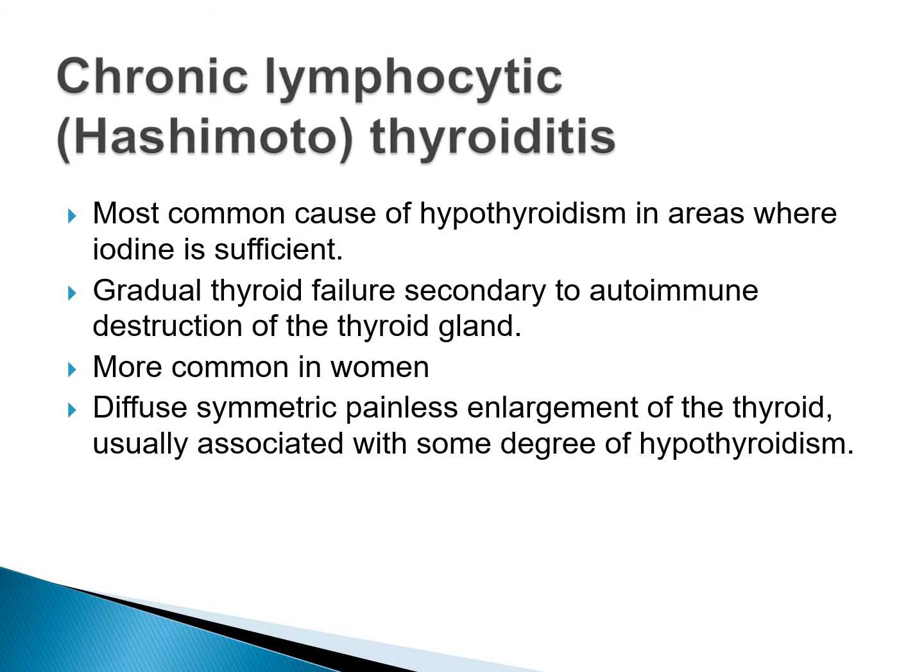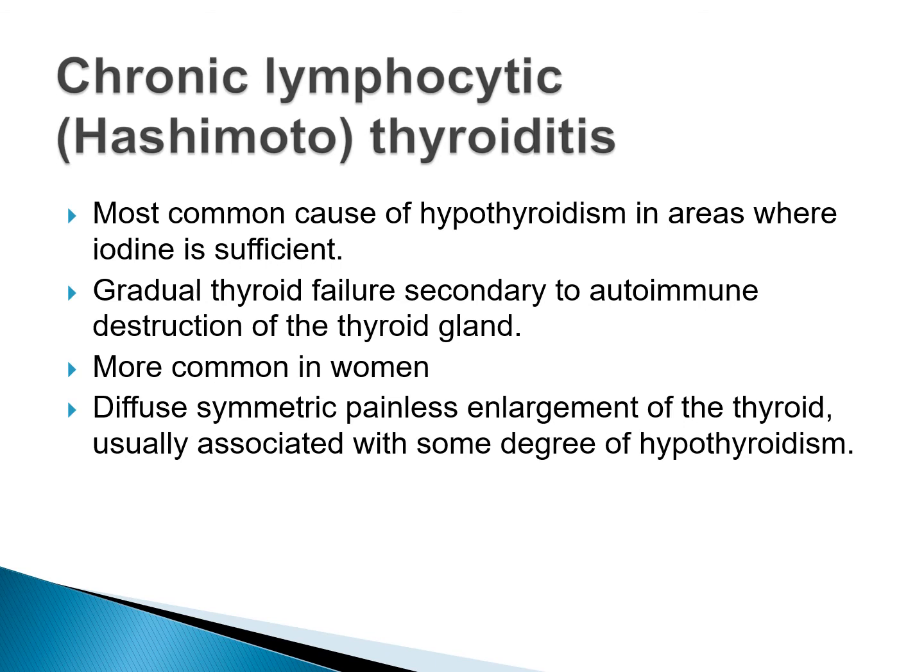As I said, one of the causes of hypothyroidism in the developed countries where iodine levels are sufficient and there is no iodine deficiency is chronic lymphocytic thyroiditis, which we call Hashimoto thyroiditis or مرض Hashimoto. There is a gradual thyroid failure due to autoimmune destruction of the thyroid gland. فالجسم بيكون antibodies against the antigens that are present in the thyroid gland. These antibodies بتروح وبتهاجم الغدة الدرقية وبالتالي بتعمل فيها damage.